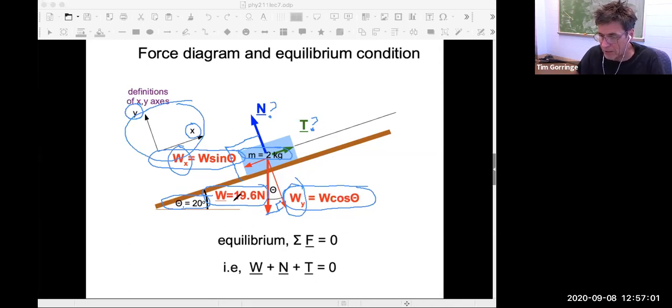Okay, so that's going to be an important part of our calculation, resolving the forces into their horizontal and vertical components. The other important part, the key to the calculation, is the application of the equilibrium condition. Equilibrium says that the sum of the forces acting on the box is 0. So in this case, the weight plus the normal force plus the tension force, those three vectors added together must add up to 0. And we're going to work with that idea to solve this problem.